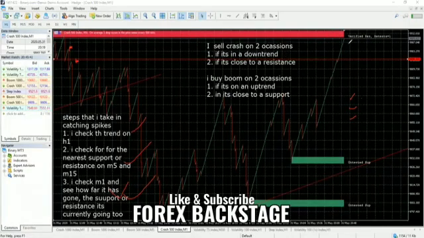Crash is even at the resistance zone. Can you see? It is there. So we expect a fall. Expect a fall like this around here.